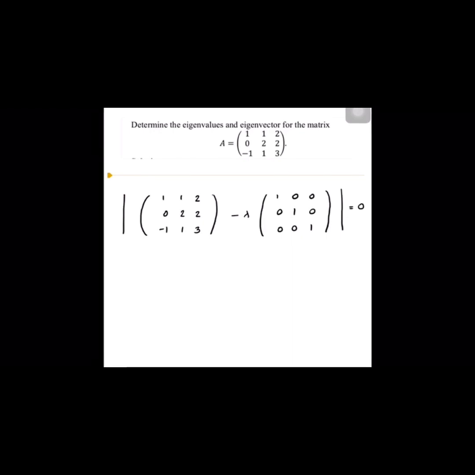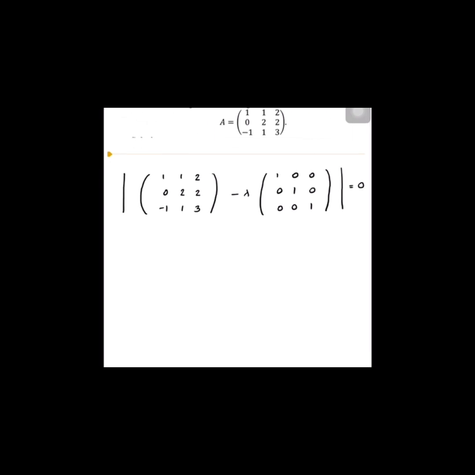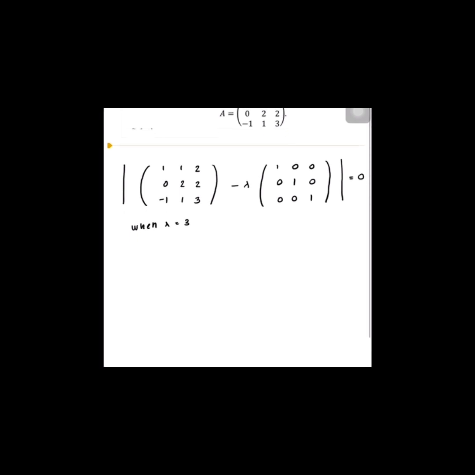Hi, Assalamualaikum warahmatullahi wabarakatuh, and my name is Nur Amira Shafika. I'm going to continue with this question, but my part is when lambda is equal to 3. Okay, as we know that this is the basic one before we start finding eigenvalues and eigenvectors. So we call it the characteristic equation.